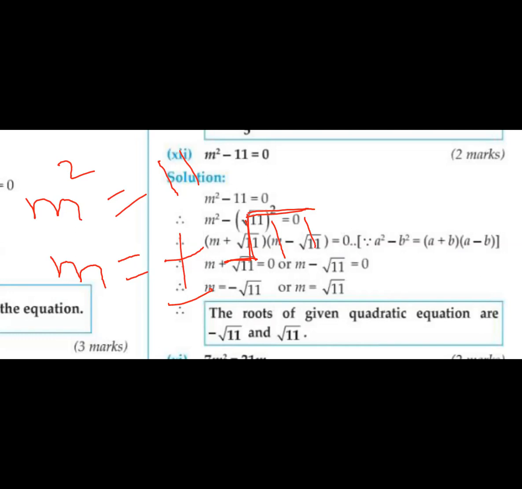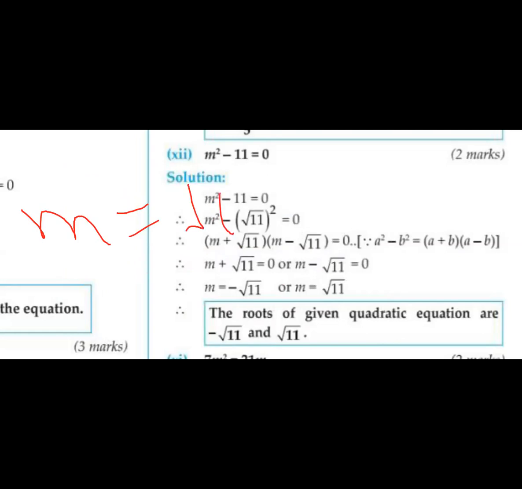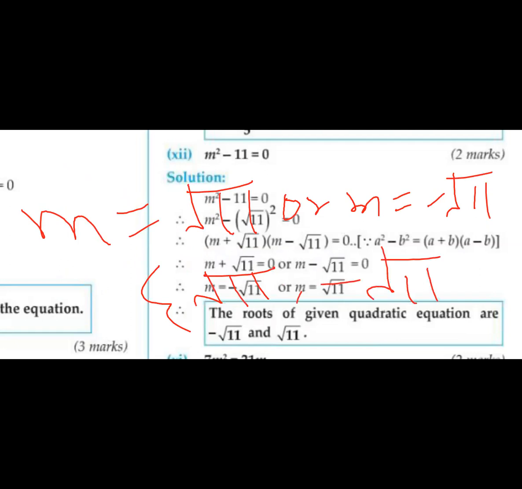Okay. So this 11 is 2 times. One is plus, another is minus. So your M is plus root 11 or M equals to minus root 11. So your answer is plus root 11, minus root 11. This is my own method.